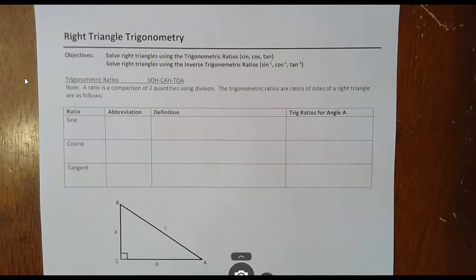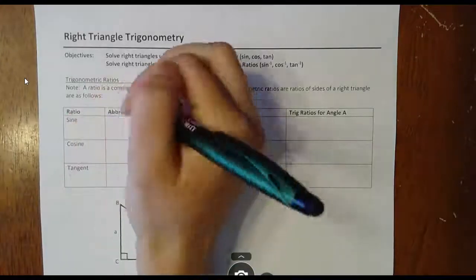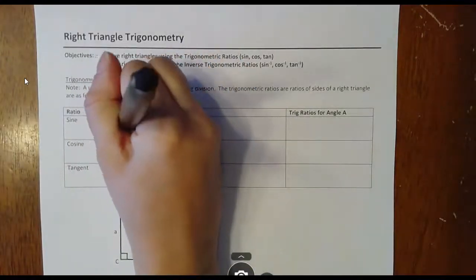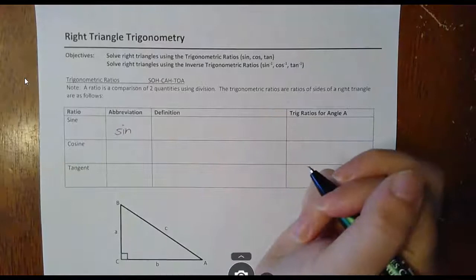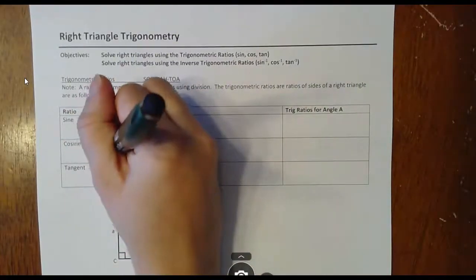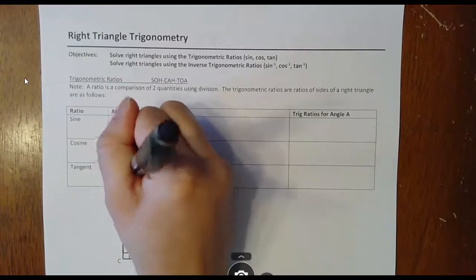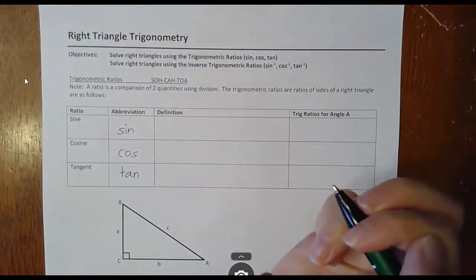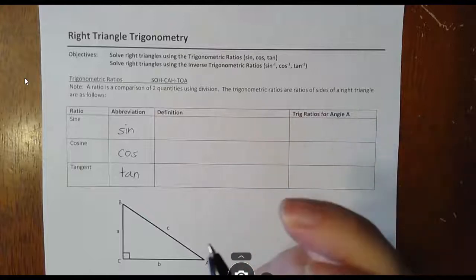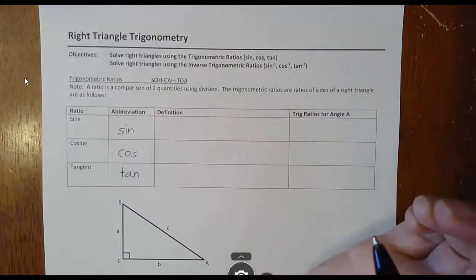There are three trigonometric ratios: sine, cosine, and tangent. Sine has an abbreviation of sin, and it's pronounced sine, not sin. Cosine is abbreviated cos, and tangent is abbreviated tan. What they are is just a comparison of two quantities in a right triangle, okay?